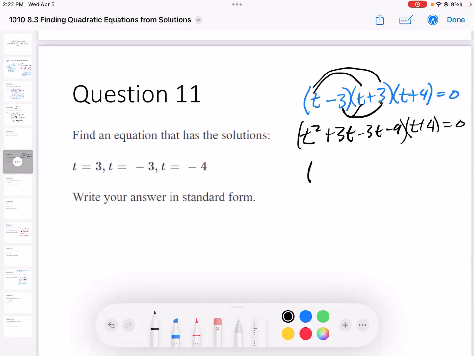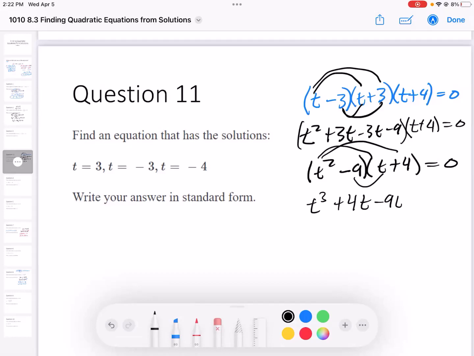But that can actually be simplified because that gives you t squared minus 9. And then you'd multiply that by t plus 4. And when you FOIL that, you get t cubed plus 4t squared minus 9t minus 36. And so this equation would be your answer. So essentially it's the same as the ones that we were doing earlier. You're just going to have 3 factors instead of 2. And it takes a little longer to FOIL it out because you have to do 2 sets of multiplication.